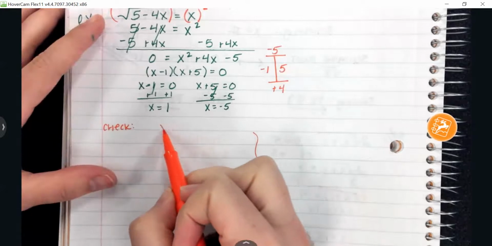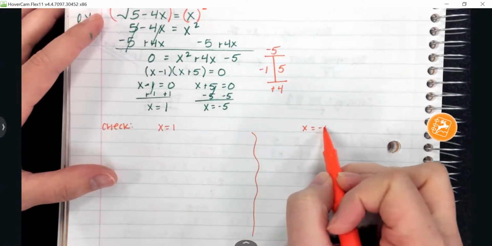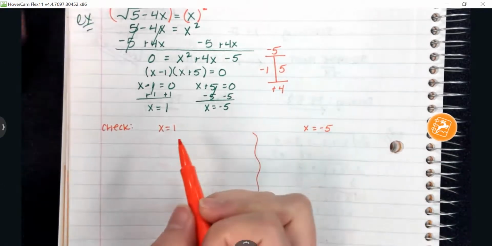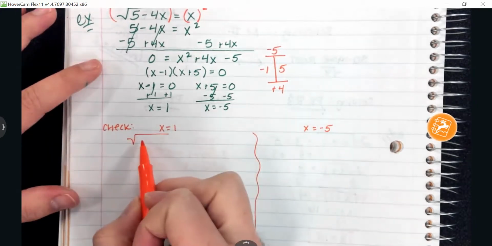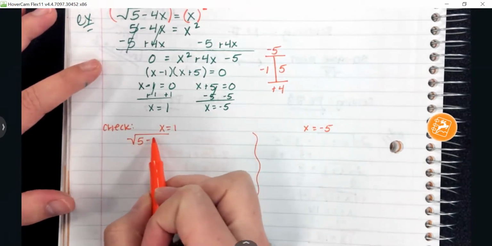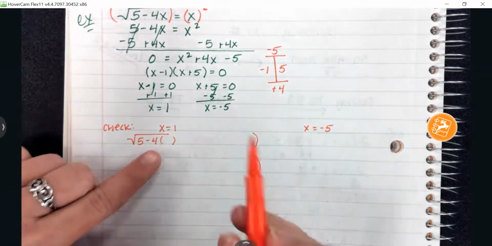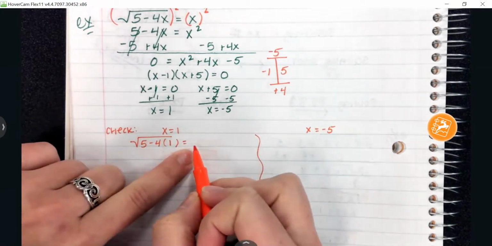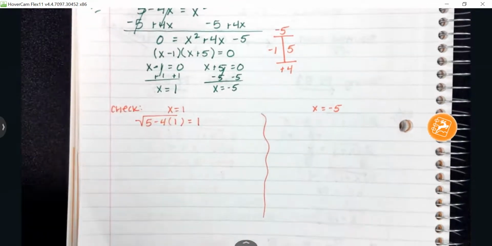My first one has to be for the number 1. My second one has to be for my negative 5. Using my original equation, square root of 5 minus 4 times x. What am I going to put in there? A 1 equals x. You have to use the same x, so it has to equal the same number.